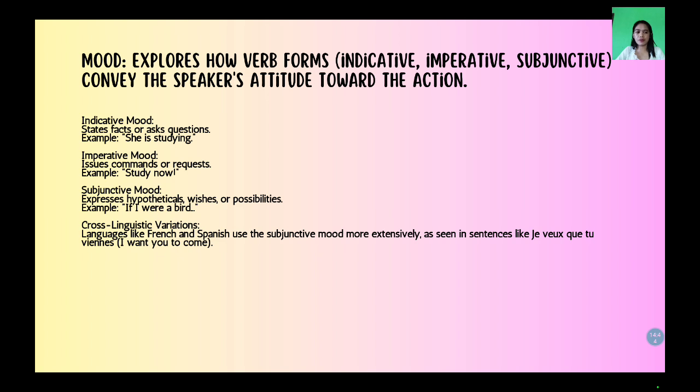In cross-linguistic variation, languages like French and Spanish use the subjunctive mood more extensively, as seen in a sentence like this example: I want you to come.